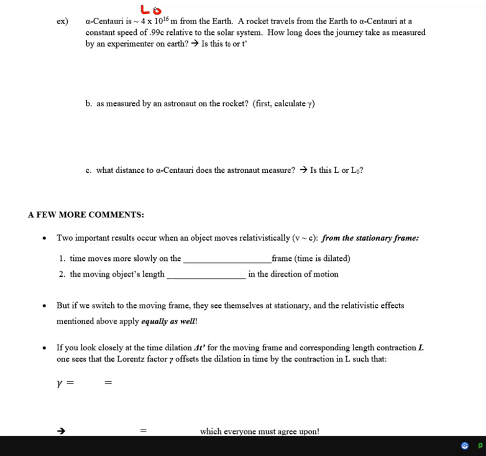And then we can ask, how long does the journey take as measured by an experimenter on Earth? To choose the proper equation, we have to determine, are we looking at the proper time or the time measured where the clock is moving? It's where the clock is moving, so this is ultimately the t prime that we want. That helps us find the proper equation. If we go to the other side, we see that t prime is simply equal to L naught divided by v.